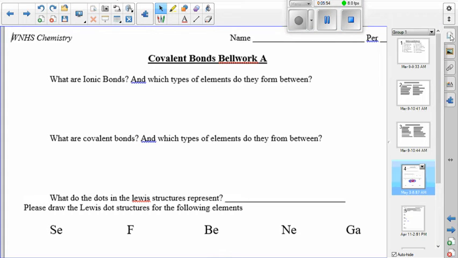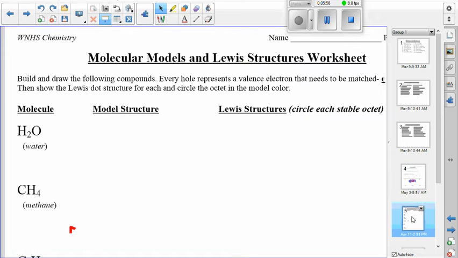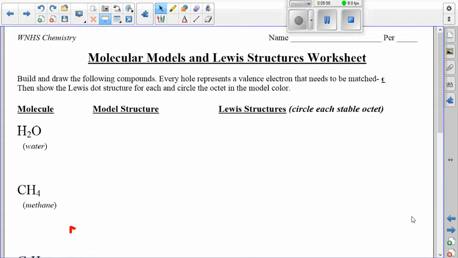Now if you want to go ahead and flip a couple of pages to page 9 in your packet, so this is page 9, the Molecular Models and Lewis Structures worksheet, page 9.